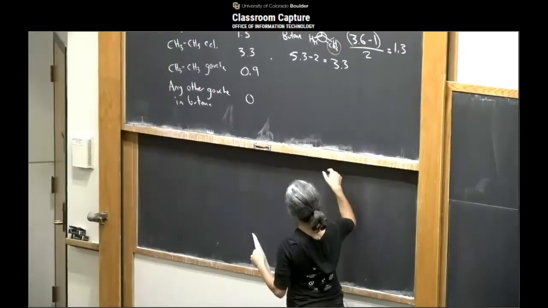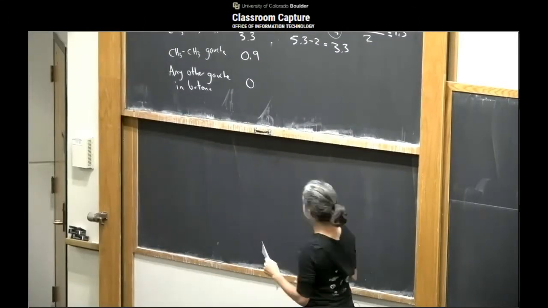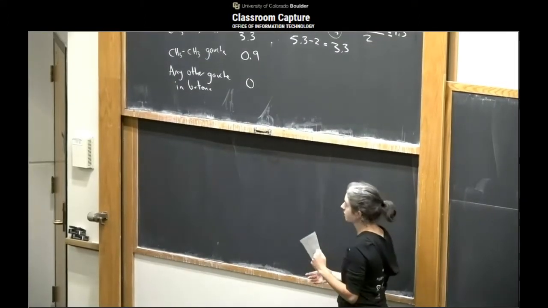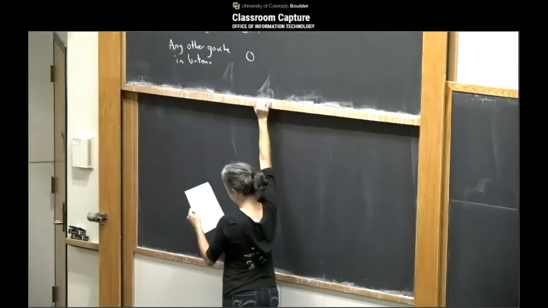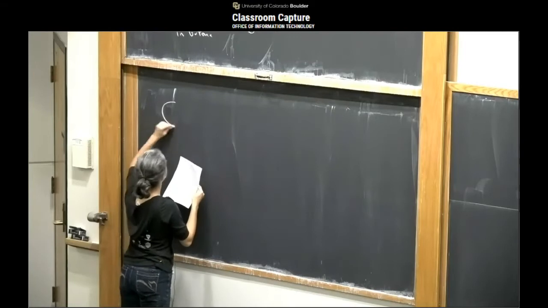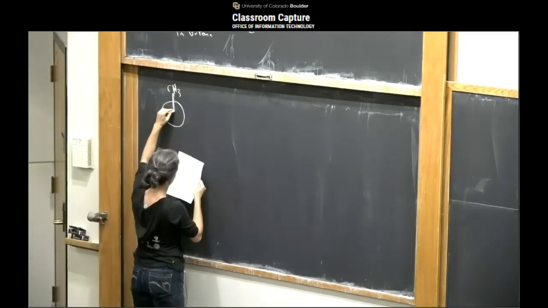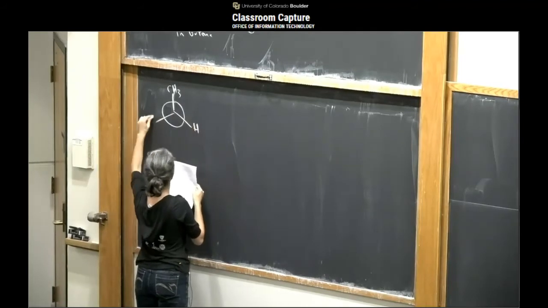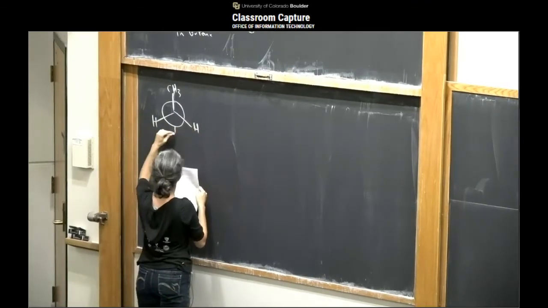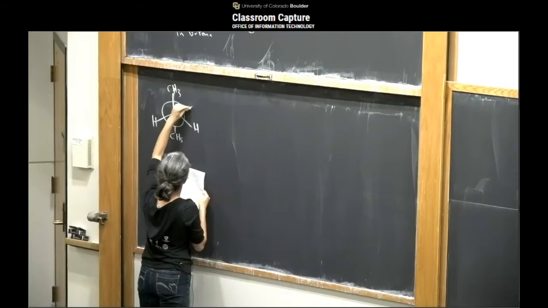Okay, so we can actually use these to predict the energy of conformations of things that are more complicated than butane. For example, this thing has a couple methyls on the back carbon.